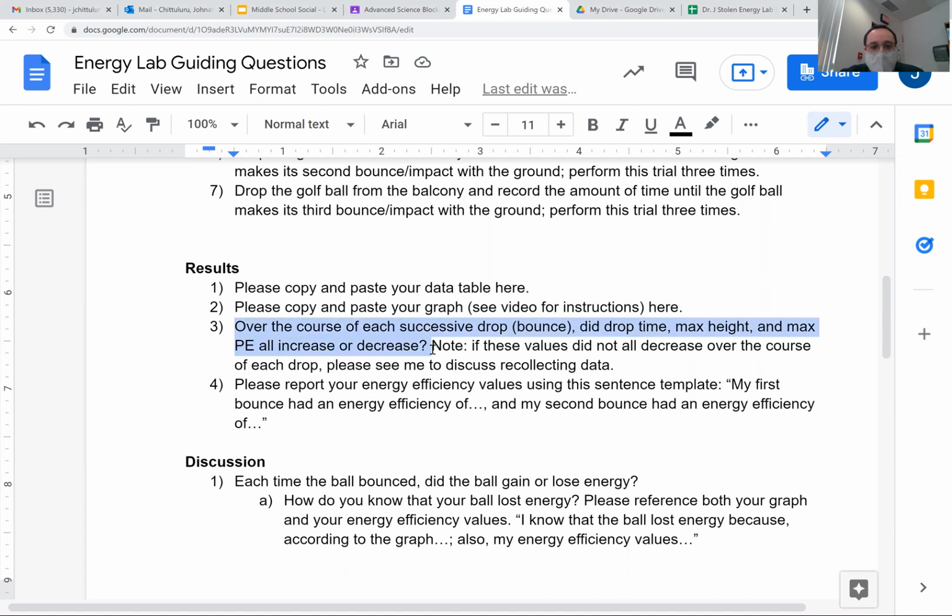So first, over the course of each successive drop, that is bounce, did drop time, max height, and max potential energy all increase or decrease, okay? So all you have to do is adjust this sentence. Over the course of each bounce, drop time, max height, and max potential energy all decreased, all right?